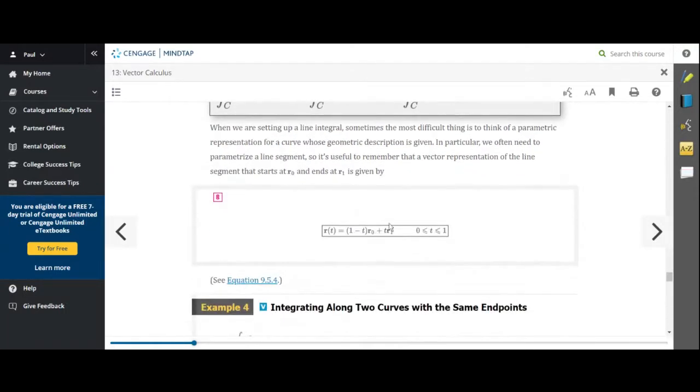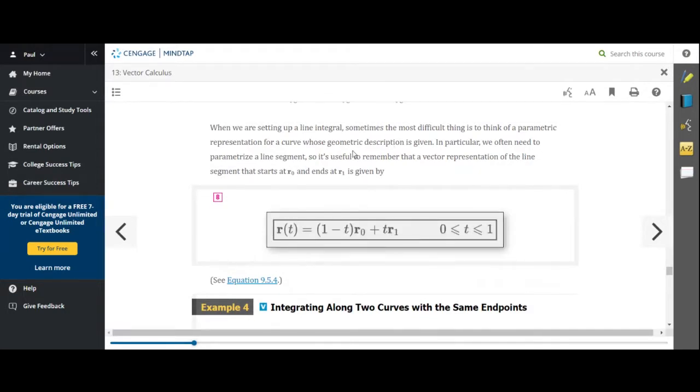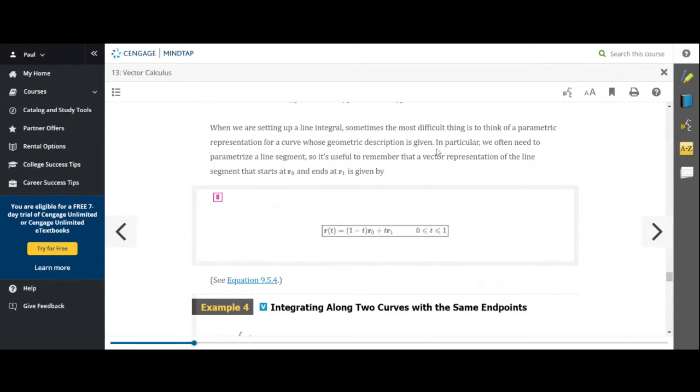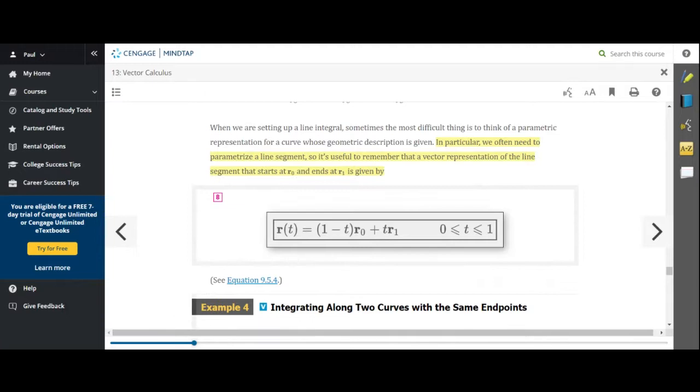So, one thing to notice too, if you need to parameterize a line segment, because these problems involve parameterization of the curves, a quick way to get a parameterization of any line segment is take 1 minus t, multiply it by the starting point, r sub 0, and then add t times the ending point, r sub 1, those two vectors. And t is between 0 and 1. That's a very nice way to get the parameterization of a line segment. So that's a formula that you want to keep in mind, and it's not hard to prove that.